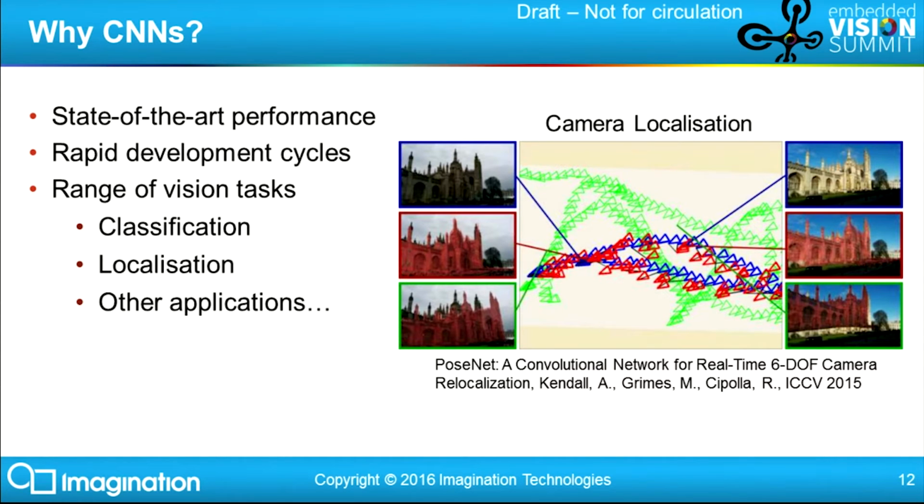And we're also seeing that CNNs are making good progress on other vision tasks beyond classification. So the example we've got here is for camera localization. So being able to locate, from a single image, where a camera is and what direction it's facing. And that's showing very high performance using CNNs, which is maybe an area that you wouldn't expect CNNs to perform well.